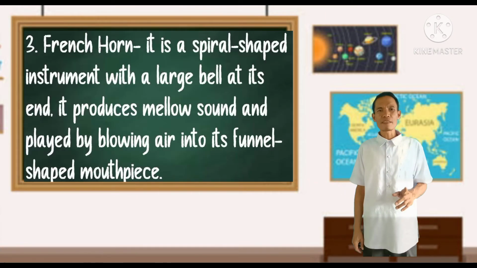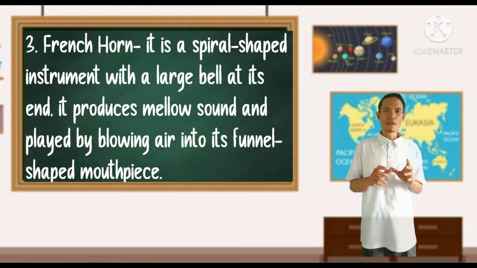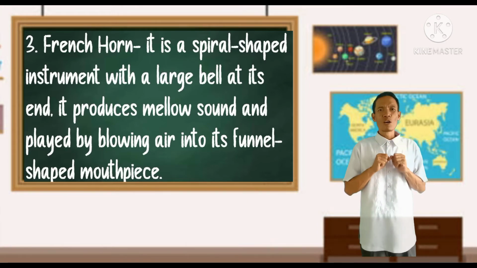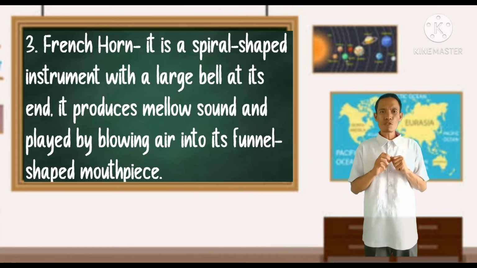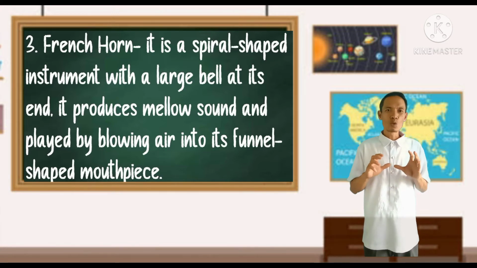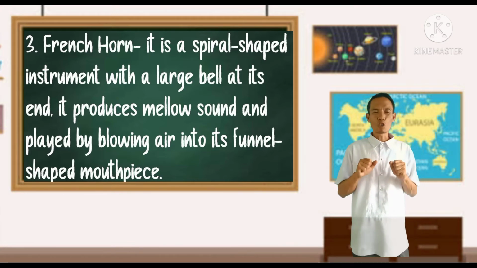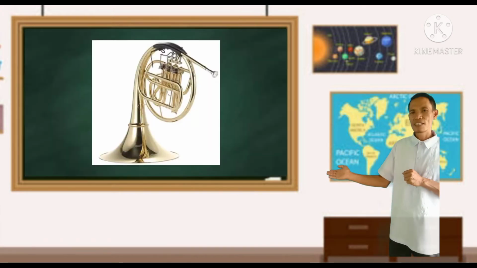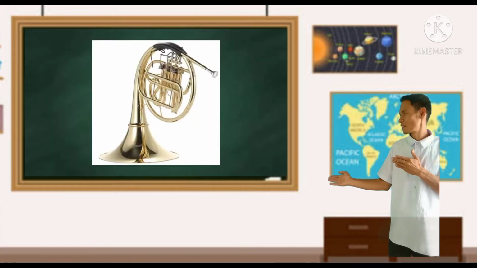Our third instrument is called French horn. French horn is a spiral-shaped instrument with a large bell at each end. It produces mellow sound and is played by blowing air into a funnel-shaped mouthpiece. And this is the French horn.